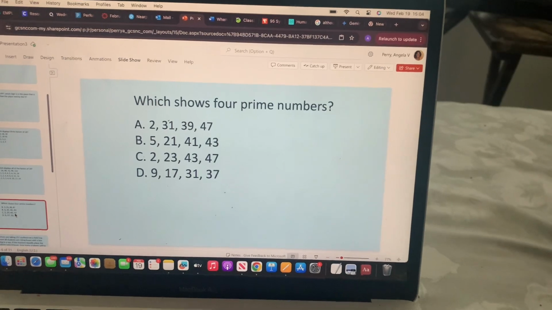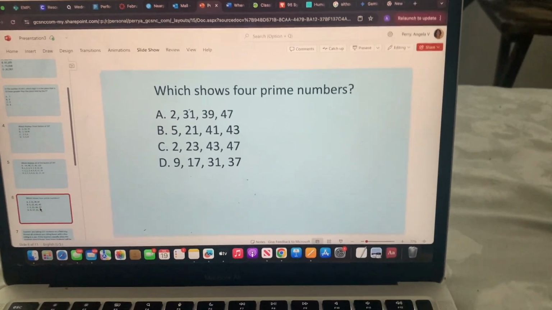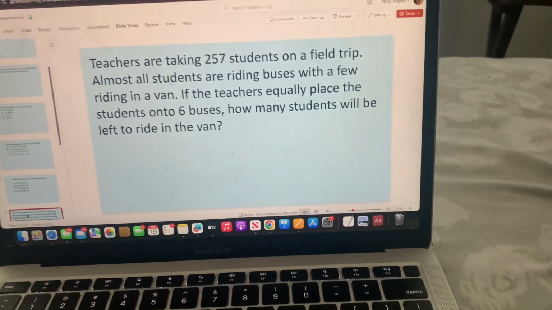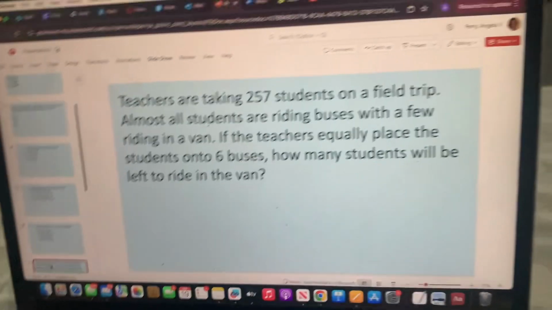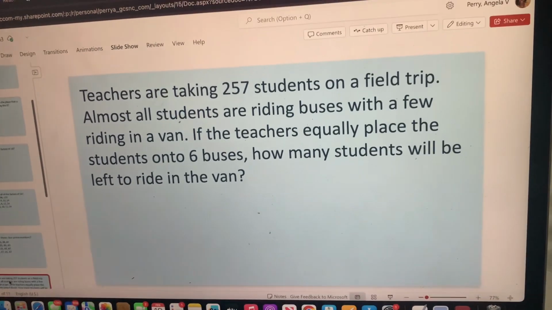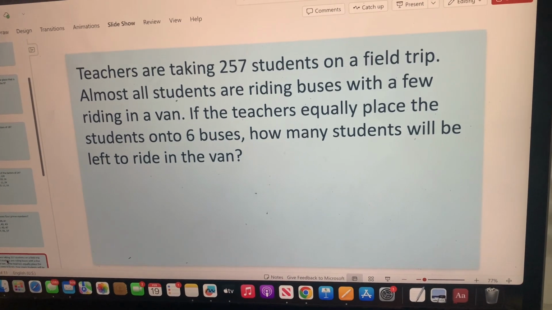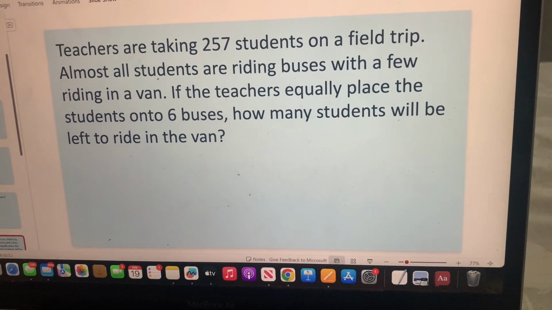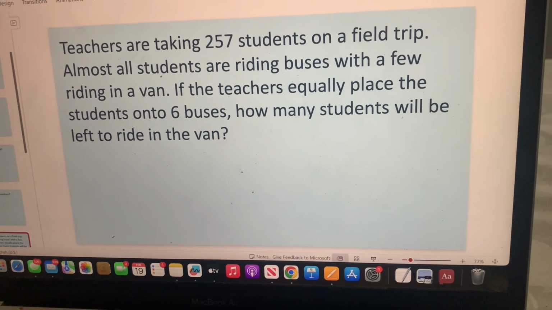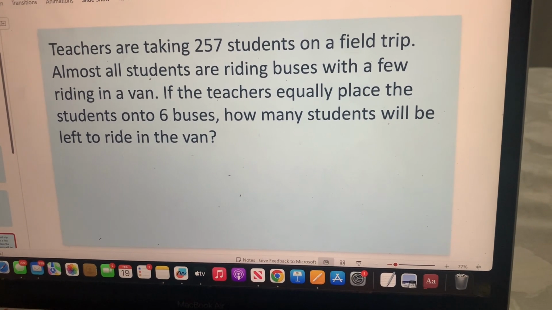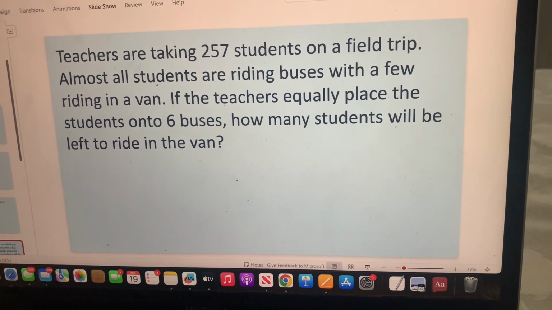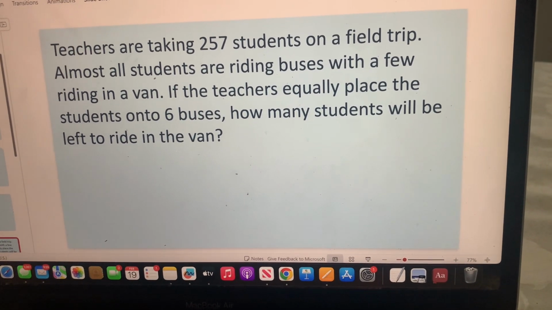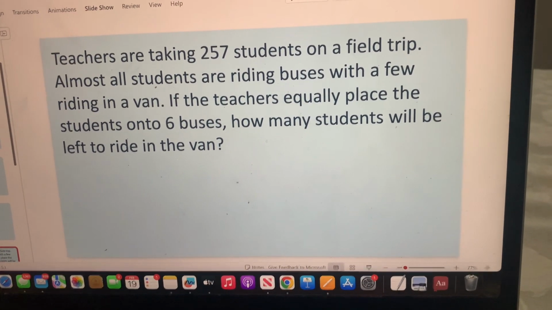Now we're going to, we actually didn't do that one in class. Let's do this one. This one says, teachers are taking 257 students on a field trip. Almost all students are riding buses, with a few riding in a van. If the teachers equally place the students onto 6 buses, how many students will be left to ride in the van?